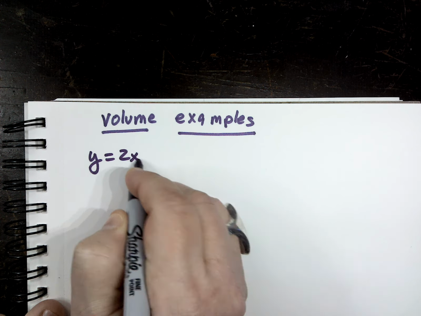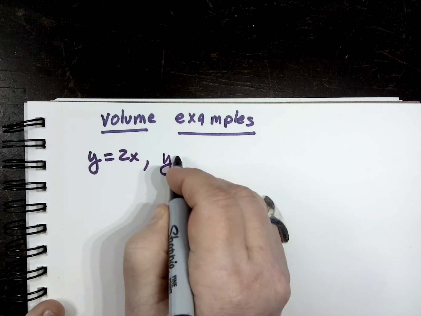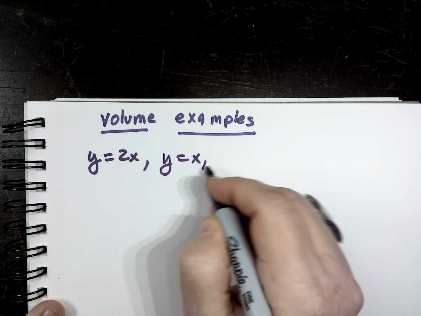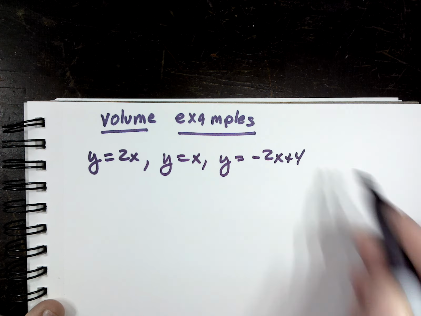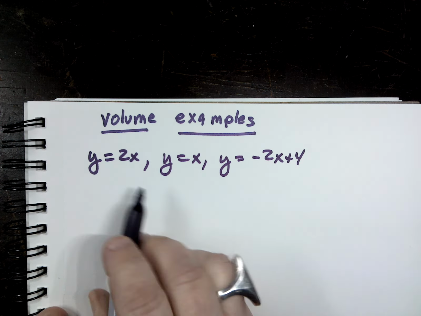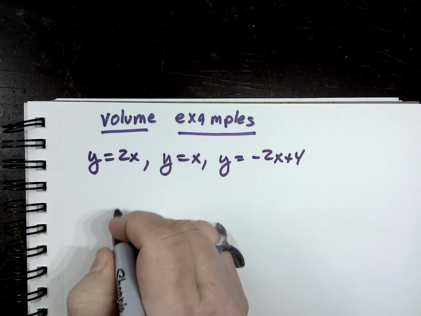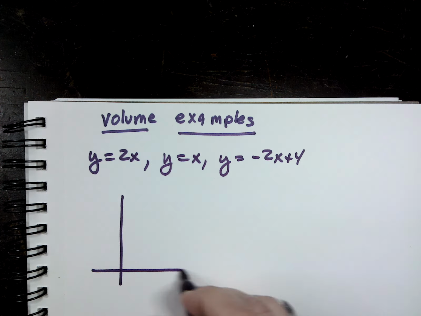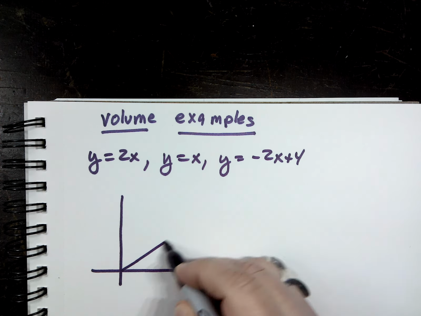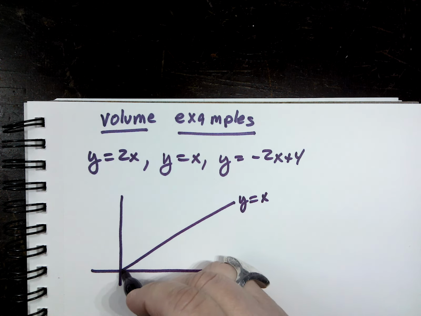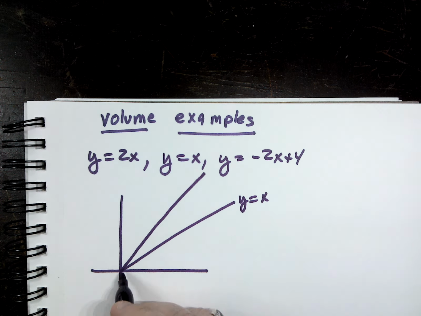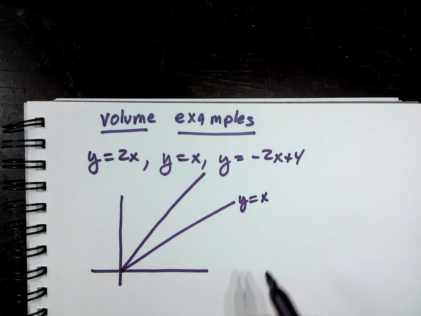The region is bounded by y equals 2x, y equals x, and y equals negative 2x plus 4. Let's just look at the region first. y equals x looks like that. y equals 2x is twice as steep. The only place they're going to connect is at 0.